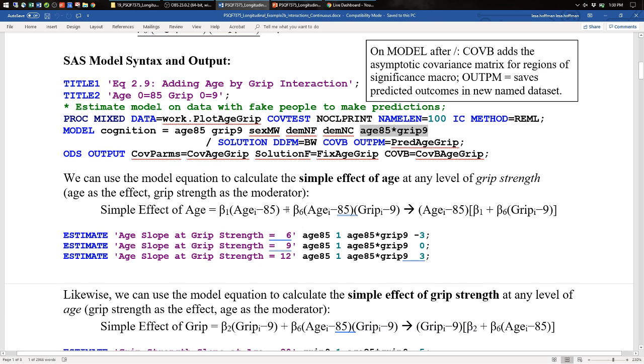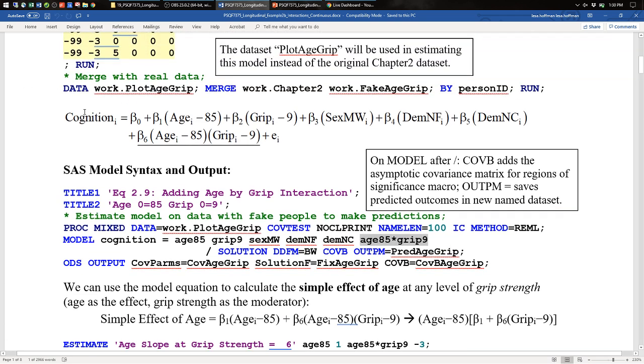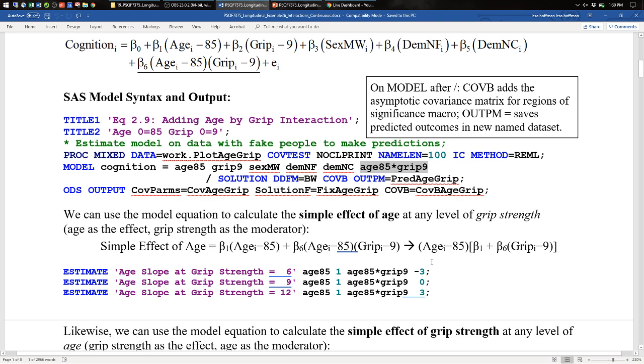So here's how we've come up with the simple effect of age. We take the model equation up here, and we pull out all the terms that have age in them: beta 1, beta 6. So that means the effect of age is this linear combination right here of beta 1 plus beta 6 times the value of grip strength.